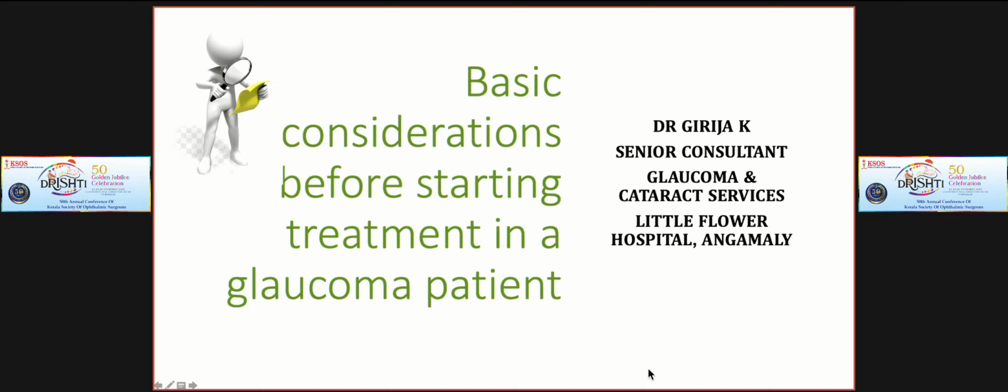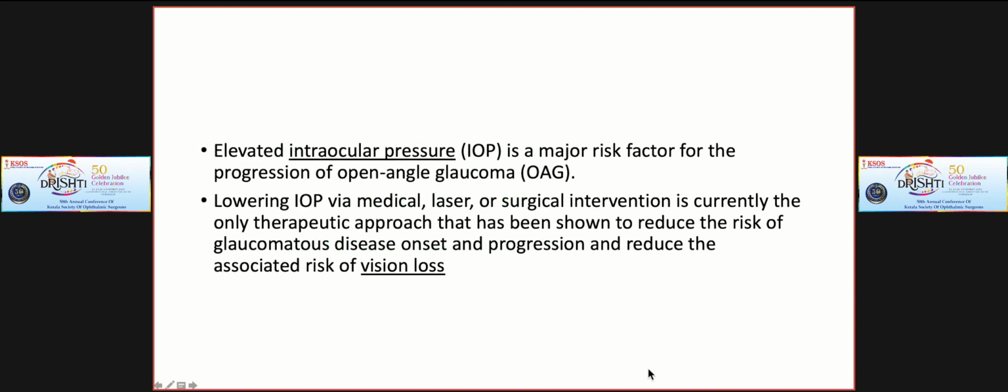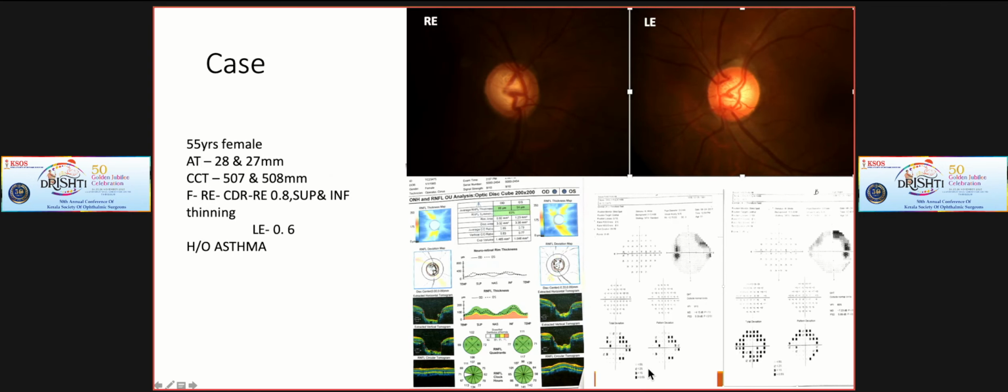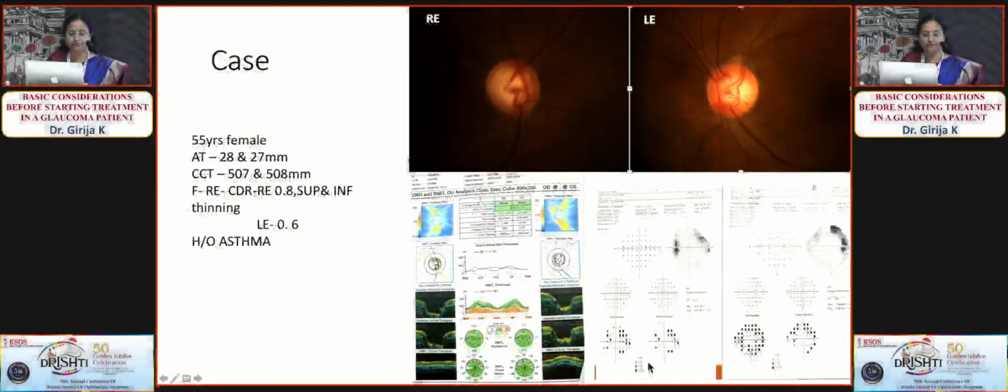So, basic considerations before starting treatment in a glaucoma patient. As you know, elevated intraocular pressure is the only modifiable factor, and we try to reduce it to prevent progression of the glaucoma. So, a 55-year-old female comes to you with an IOP of 28 in the right eye and 27 millimeters in the left eye. The CCT is slightly thinner, 507 and 508.